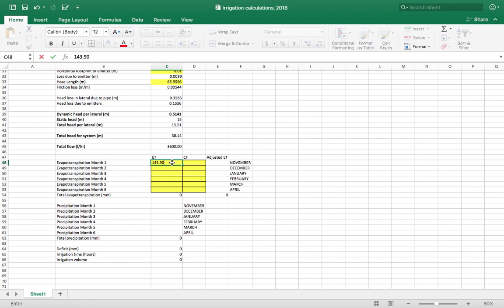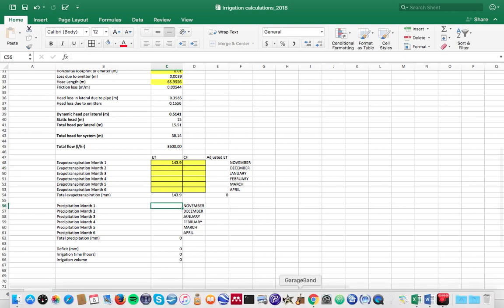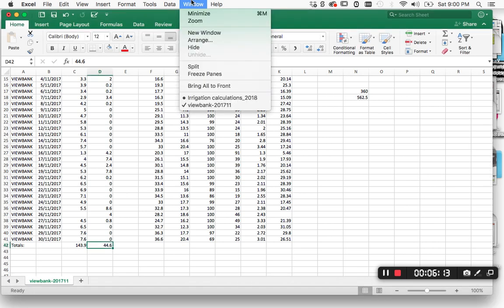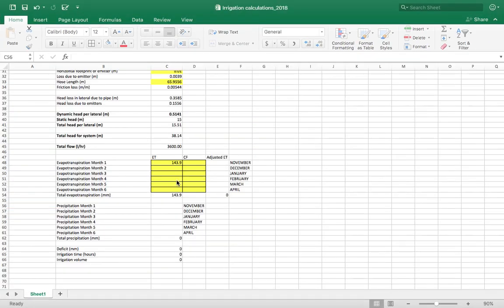143.9, I think it was. Yeah, 143.9. Precipitation was 44.6. Type that into here. So deficit, E54. All right, yeah. So now we need to adjust.